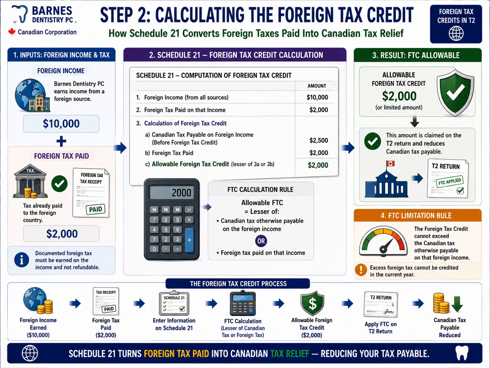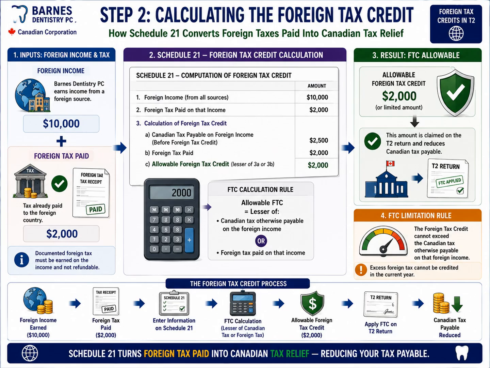In this example, Barnes Dentistry earns $10,000 of foreign income. Because the income was earned in another country, the foreign government taxes that income first. The corporation pays $2,000 of foreign tax. At this stage, we have two important pieces of information: foreign income of $10,000 and foreign tax paid of $2,000. These two amounts become the starting inputs for Schedule 21.